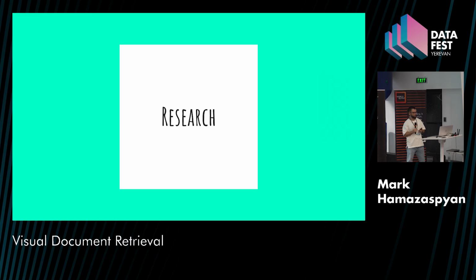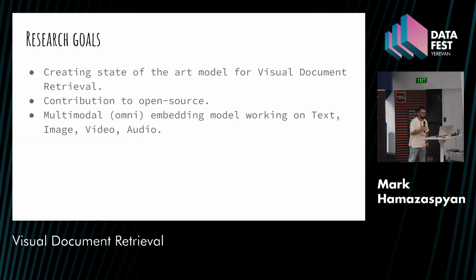Now let's talk about the research that we are doing on top of this. Overall we have these specific goals for the research. We want to create a state-of-the-art model for visual document retrieval, and we want to do it open source, meaning that we'll give the weights and publish everything for others to use. So it's a contribution to open source, and we also want to have a multimodal embedding model working not only with text and image, but with other domains such as video and audio.